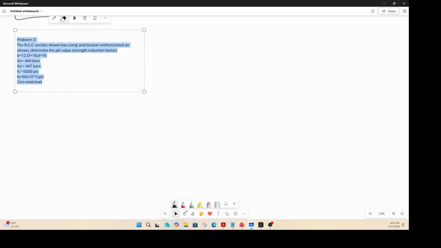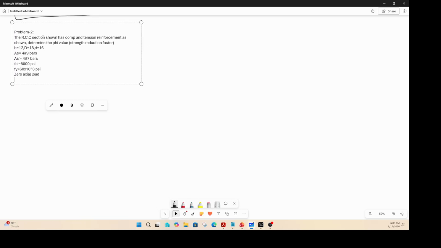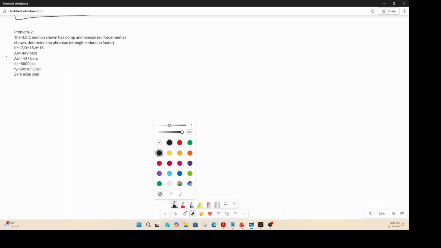So that is your problem description. RCC beam. There's no picture, I'll draw a picture for you. The idea is, given an RCC beam with compression and tension reinforcement, how do you determine the phi value, that is the strength reduction? They're not asking you for MN or anything. They're just asking you the phi values and basic information like what is the compression reinforcement, what is the tension reinforcement, what is the FC prime of concrete and steel. All these things have been given.